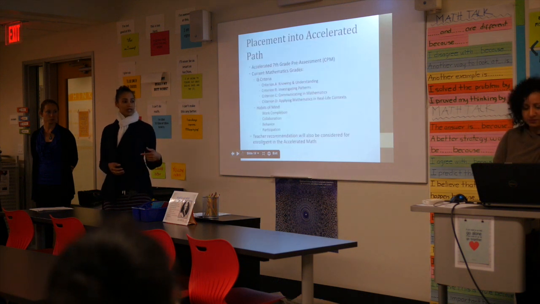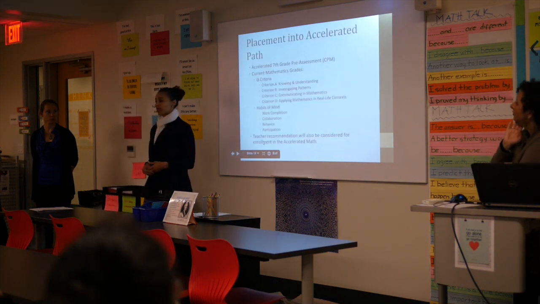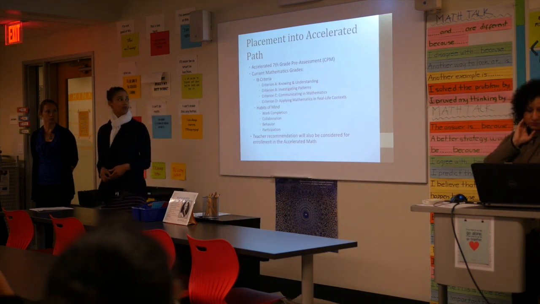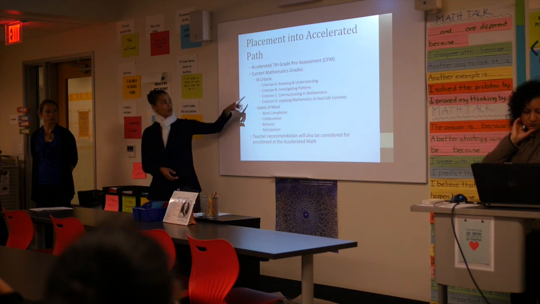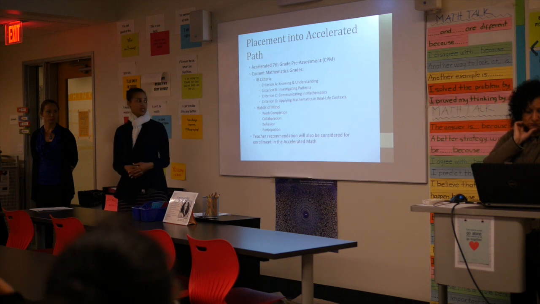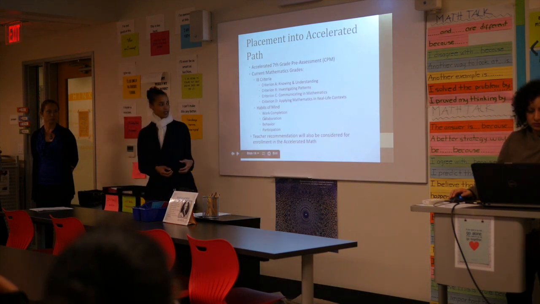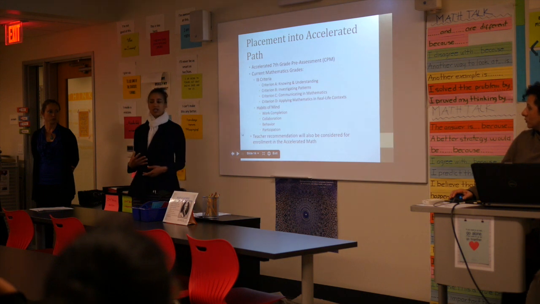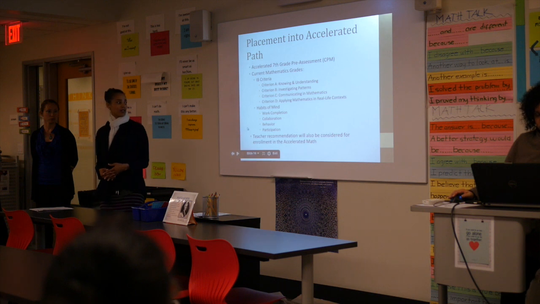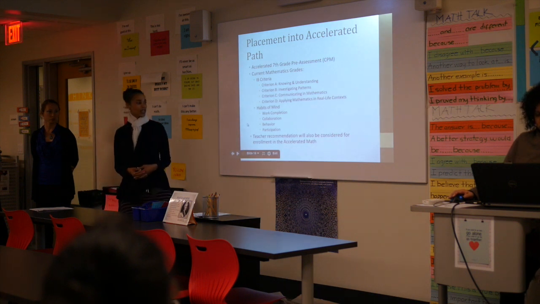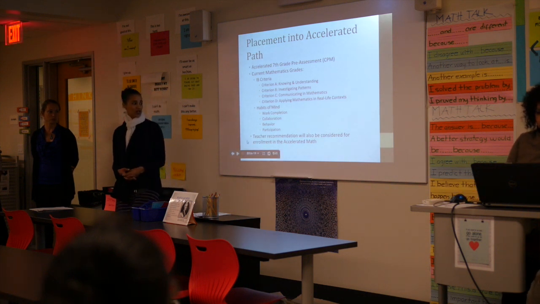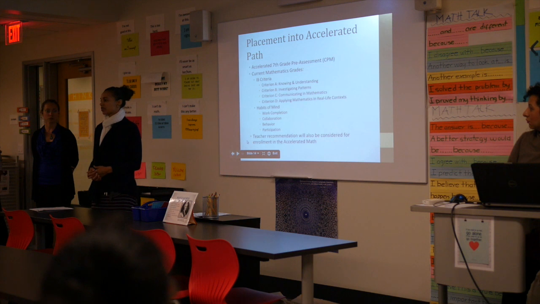And so currently what we have for the placement for the accelerated path is at the end of 6th grade, the students take a pre-assessment for 7th grade, and then also looking at the different criteria for A, B, C, D, the summative assessments, as well as the habits of mind. So work completion, making sure they're completing the work in class, at home, and their collaboration skills, behavior, as well as participation. And then the teacher recommendation will also be considered for that course as well.